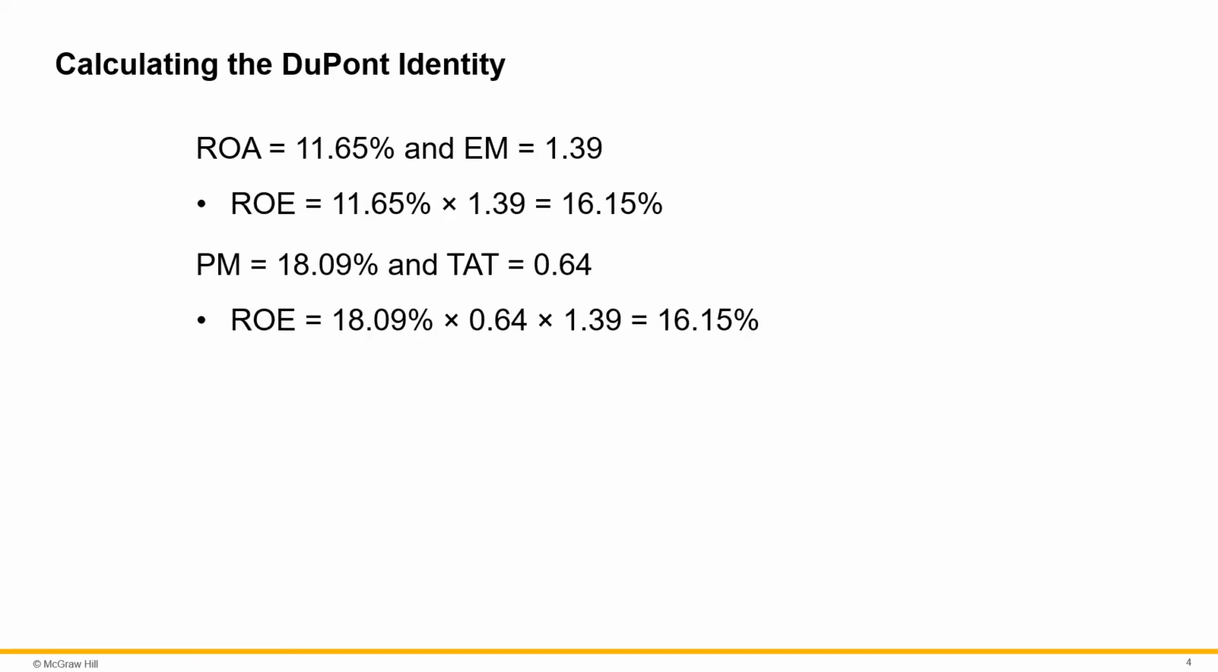So if we have a return on assets, which remember, return on assets is net income divided by total assets, and we have an equity multiplier, which is assets divided by equity, we could then multiply those two together to get our return on equity, which would be 16.15%. You could take it a step further if you know profit margin is 18.09 and total asset turnover is 0.64. Now you can take your profit margin times your total asset turnover times your equity multiplier, and that will give you your return on equity of 16.15%.